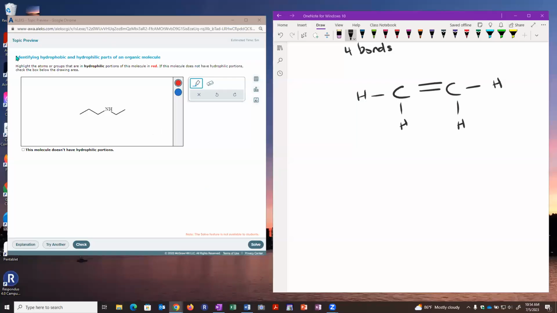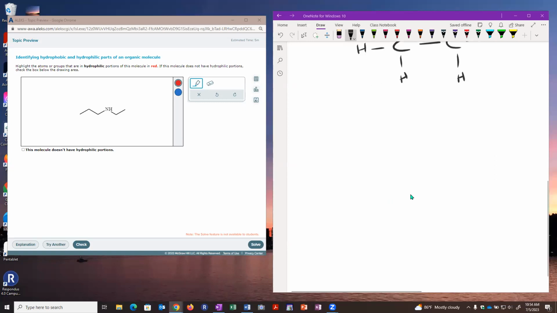All right, so the next one, we're going to identify, for a given structure, some of the hydrophobic and the hydrophilic parts of an organic molecule. So generally, when you look at organic compounds, because they're made up mostly of carbons and H's and bonds between them, they tend to be mostly non-polar, but sometimes you'll have atoms that are different, and depending on their electronegativities, you're going to introduce some sort of polarity into the molecule.